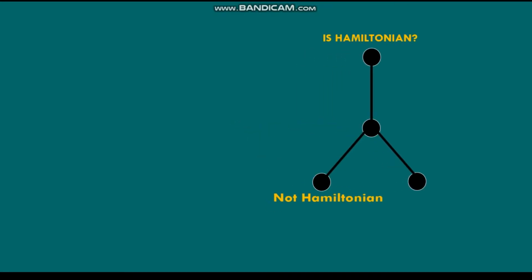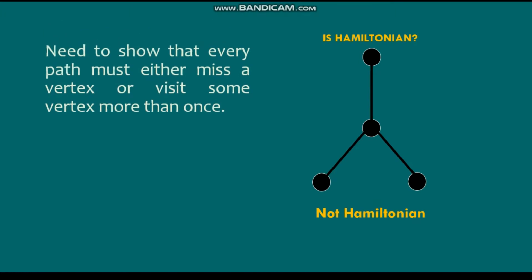Now, what about this one? Is it Hamiltonian? This graph is not Hamiltonian. In order to prove whether a graph is Hamiltonian or not, we just need to produce a path that goes along the graph and visits every vertex exactly once. But to prove that a graph is not Hamiltonian, we have to say that no such path exists, that no matter how we try to visit each vertex exactly once, we are going to fail somehow.